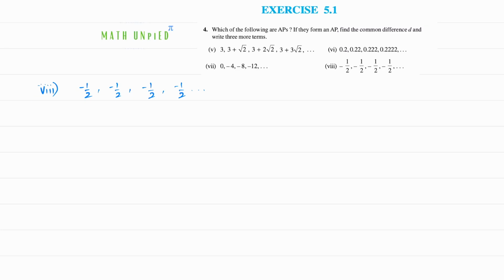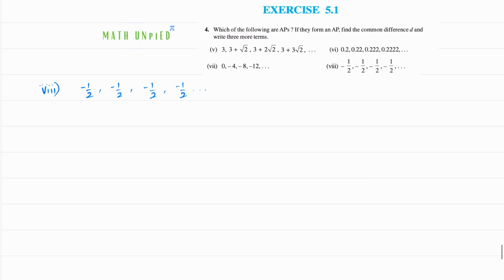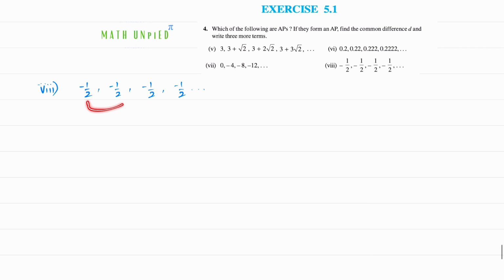Now let us move on to subdivision 8. This is negative 1 by 2, comma negative 1 by 2, comma negative 1 by 2, and so on. The terms are repeating, and clearly this is an AP. This is very simple. So if the terms are repeating, it also means that the common difference is 0, because if you take A2 minus A1, it is 0 because it's the same term. So we know this is an AP, and obviously we can generate the next 3 terms also, because the common difference is 0. The following terms will be the same: negative 1 by 2, negative 1 by 2, and so on. So we know this is an AP and we know the next 3 terms.